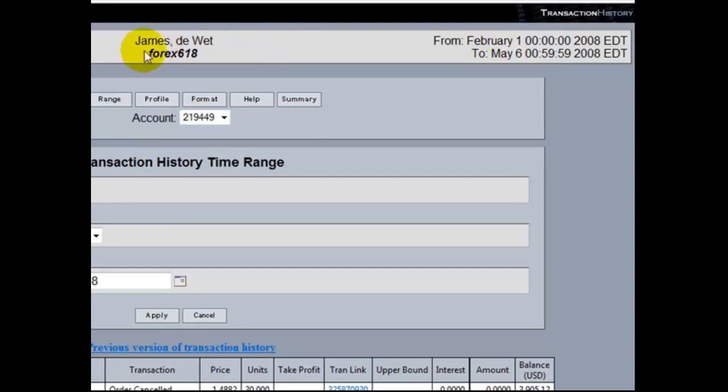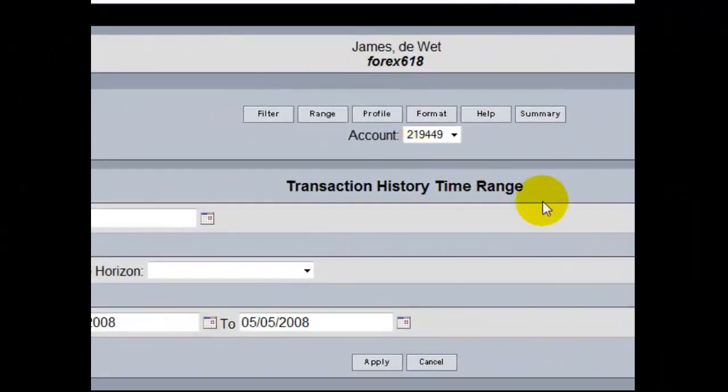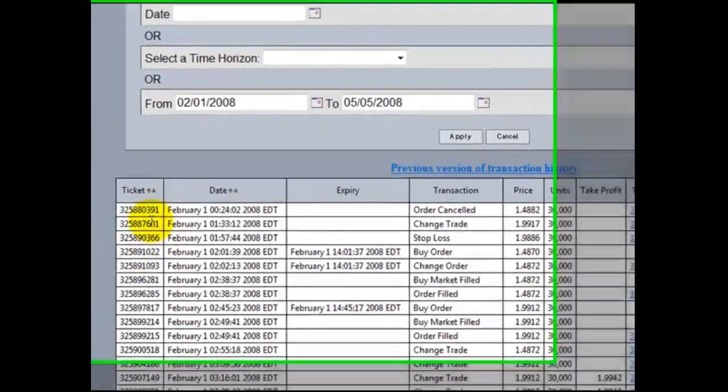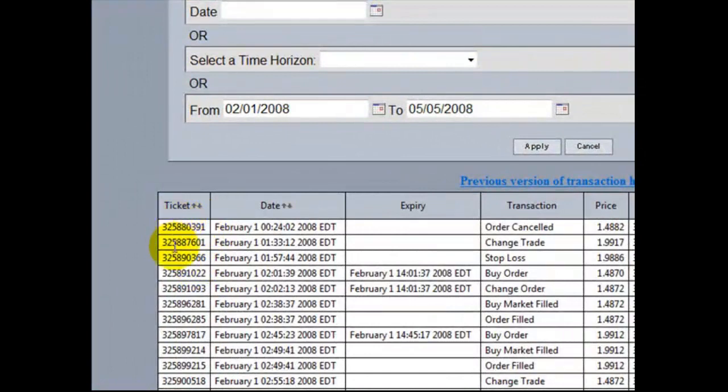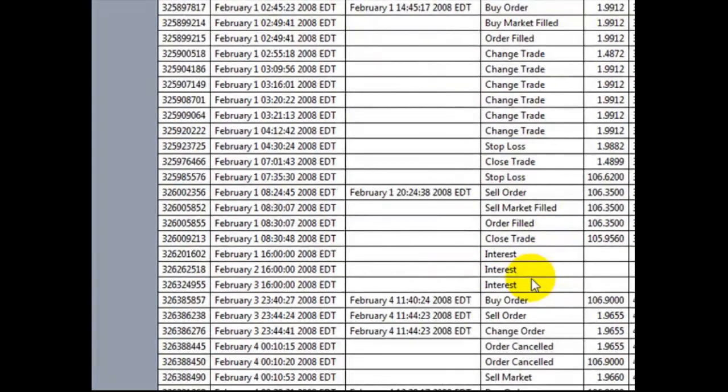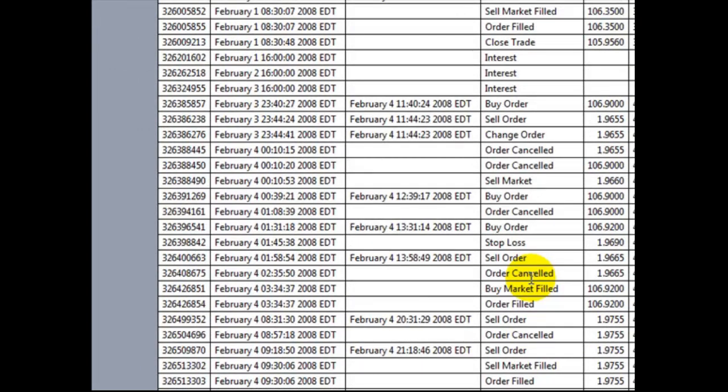So you can see this is my account, and the date range is from the 1st of February to the 6th of May. Let's have a look at what's going on here. First, there's the ticket number, which is just a number given to each trade as it occurs. There's the date on which the trade took place. These are the transactions, and as we go down you can see that not only are the trade entries and exits recorded, but there are also changes in the trades. There's a lot of interest recorded, and a whole lot of other information on this report to keep track of what's going on.